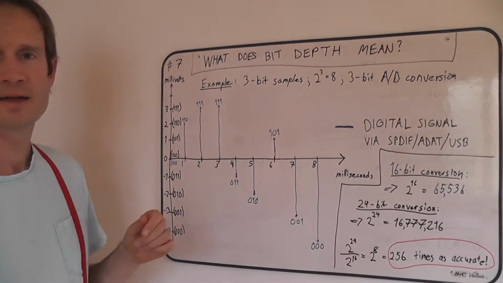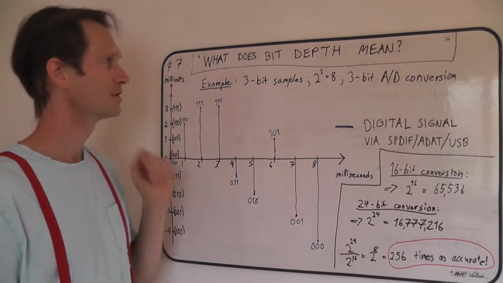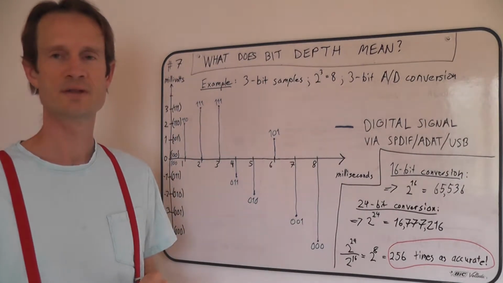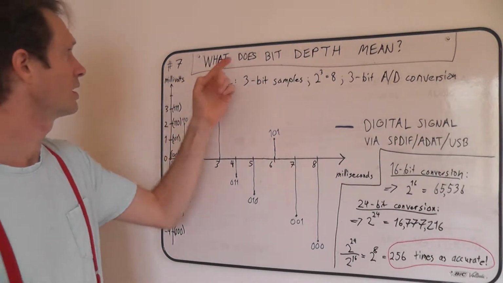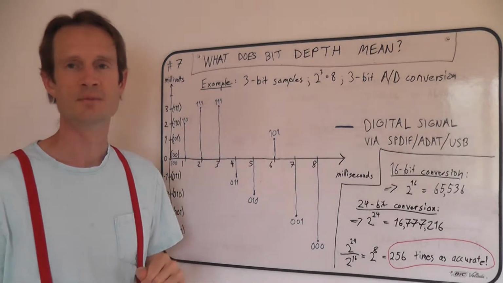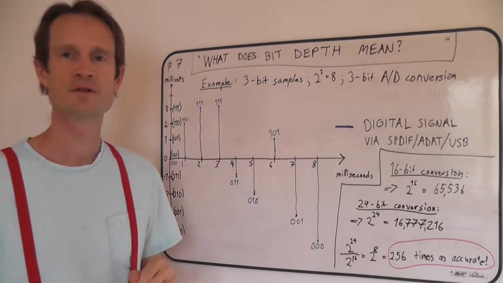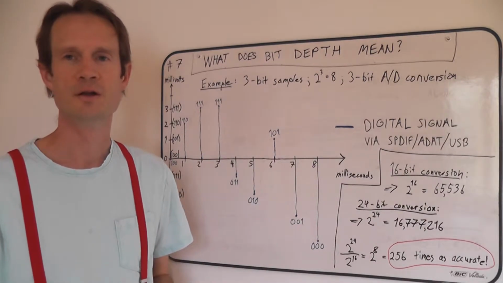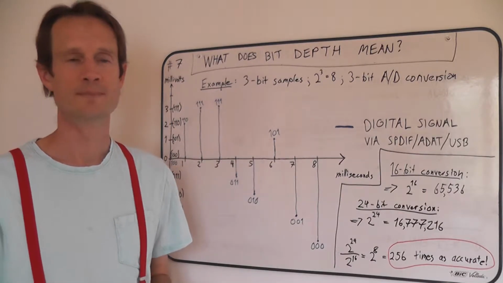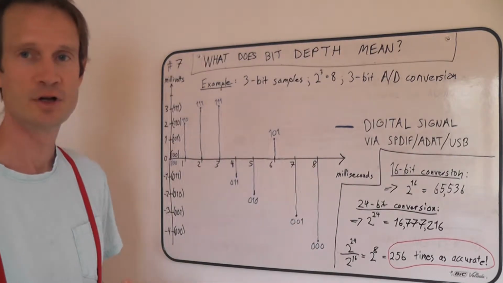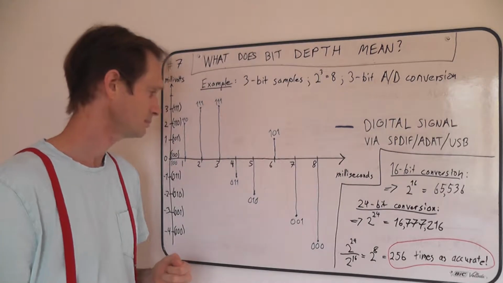So in our last episode, number 6, we talked about what sampling rate means. And in number 7, we're talking about what does bit depth mean. I also could have entitled this, what does 16-bit audio mean? Or I could have entitled it, what does 24-bit audio mean? And by the end of this, you should understand what that means.